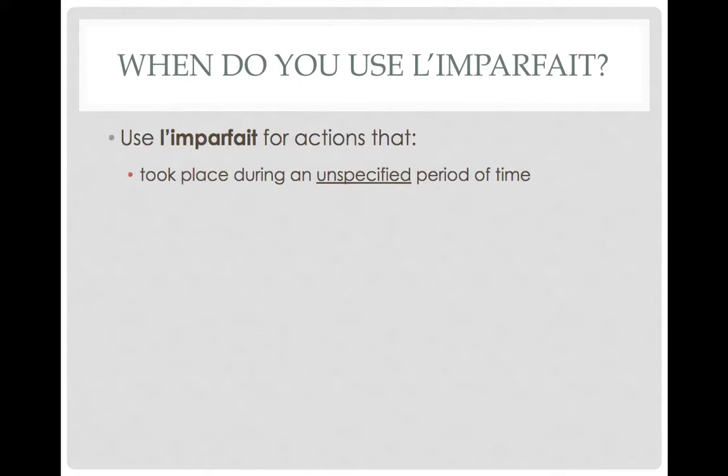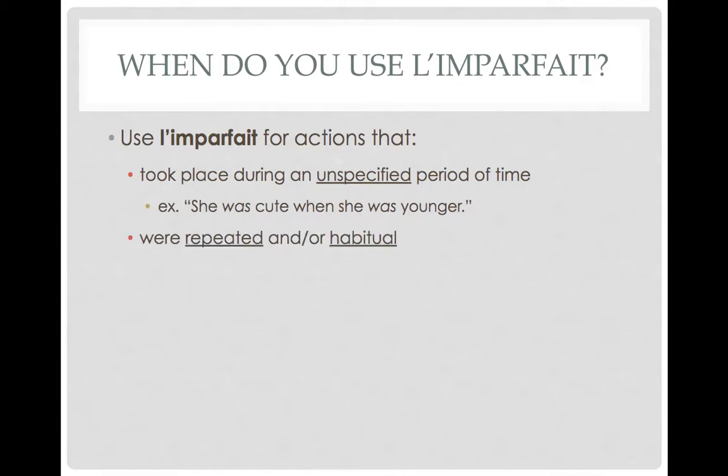We use them for actions that took place during an unspecified period of time. So if it's kind of this nebulous gray area of when it started and ended, imparfait is our better bet. So for example, she was cute when she was younger. You can't go back and pinpoint the day she started being cute and the day maybe not so much. It is this kind of unspecified period of time having to do with just being younger in general.